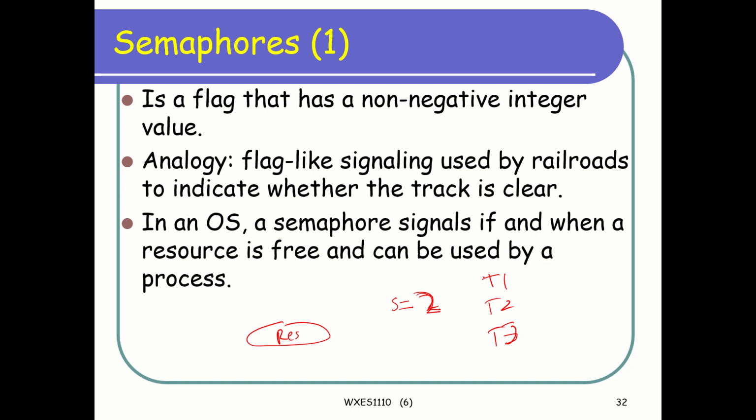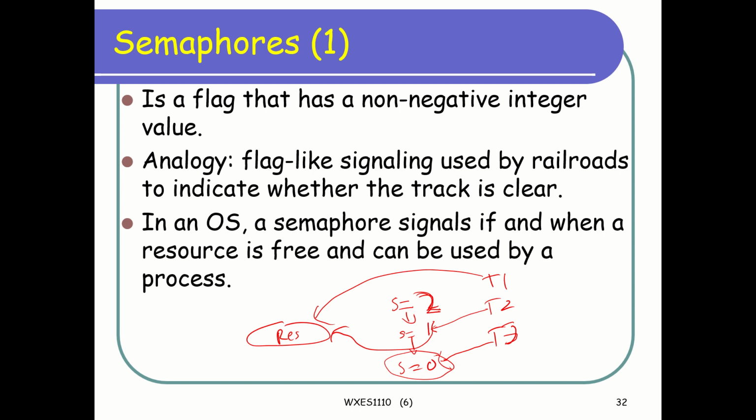Let's say T1 accesses the resources, and the semaphore counter will decrease to 1. When T2 wants to access, it checks the semaphore, sees 1, so it can still access. It will access the resources and decrement the semaphore to 0. When T3 tries to access the resources, it sees the semaphore is 0, so it has to wait for thread 1 and thread 2 to finish before it can access.